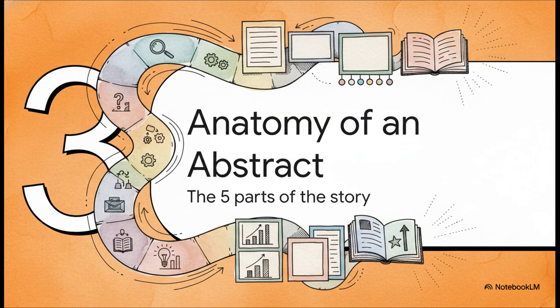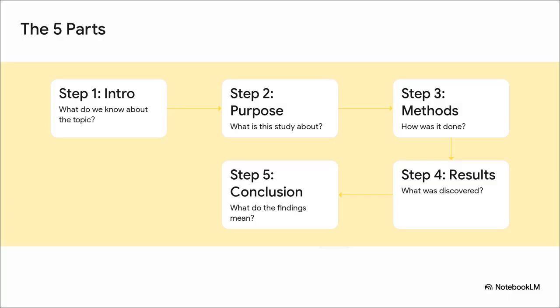Okay, so even though abstracts cover all sorts of different topics, most of them follow a very similar structure. It's helpful to think of it like a story that has 5 main parts. Once you know these 5 parts, reading any abstract becomes so much easier. These 5 parts follow a really logical order.